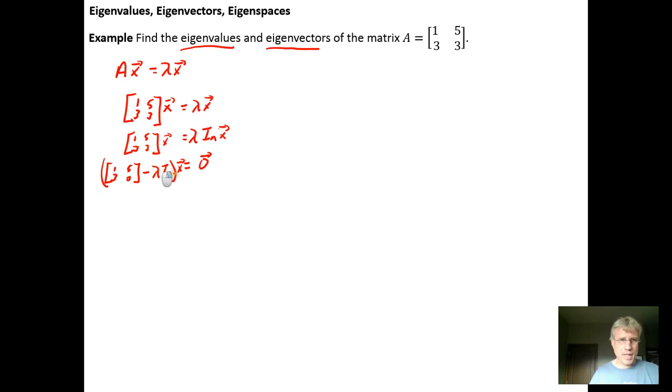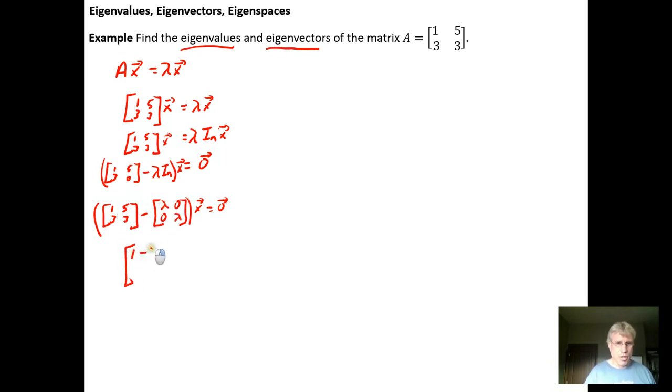So if you multiply lambda times the identity matrix, where I is the 2 by 2 identity matrix, and this is times x equaling the 0 vector, when you distribute lambda in, you wind up just getting lambda on the diagonal. So you get lambda, lambda. And then we need to do the subtraction. So when we do the subtraction, we're going to wind up with 1 minus lambda in the row 1, column 1 position. 5 minus 0 is just 5. Then we get 3 minus 0 down here, and then we get 3 minus lambda. So we have some matrix times x needing to equal 0.